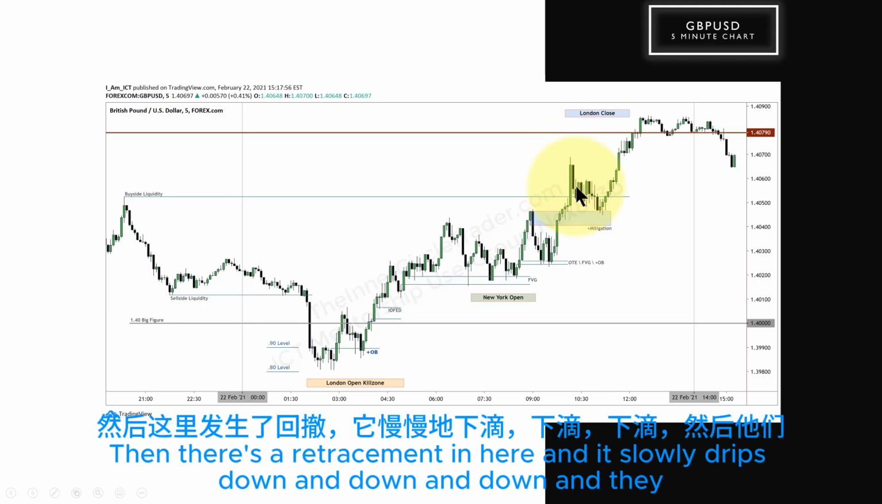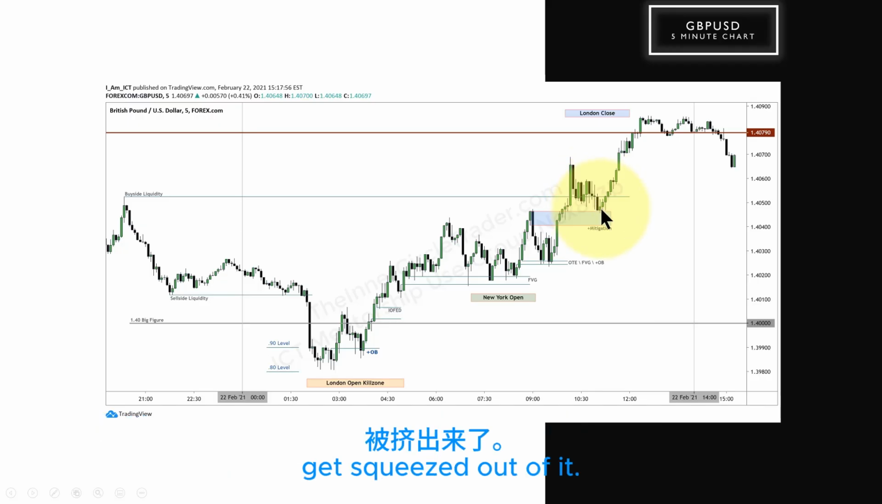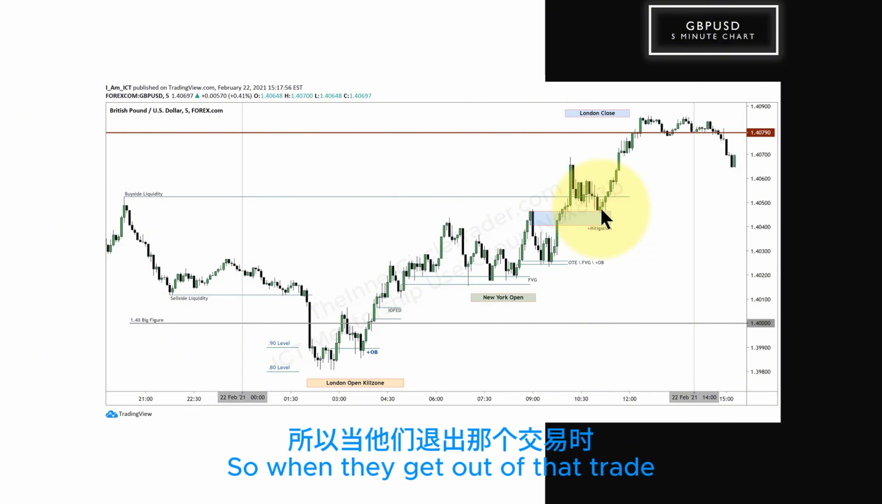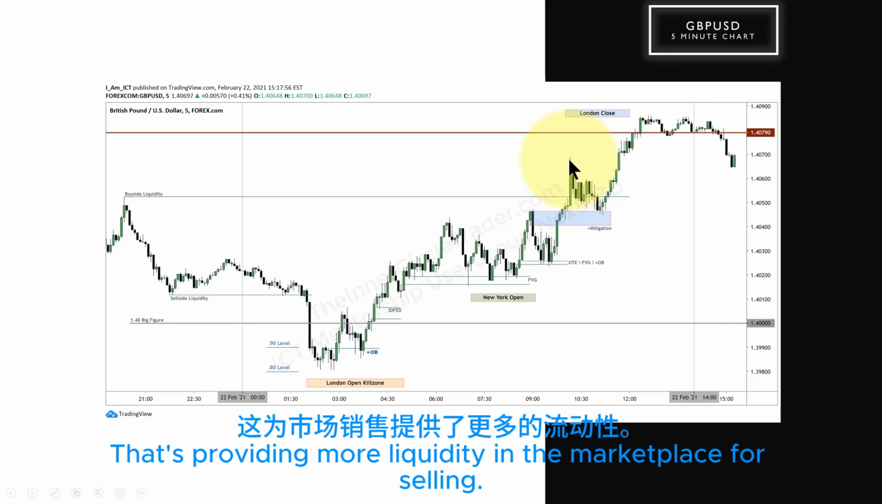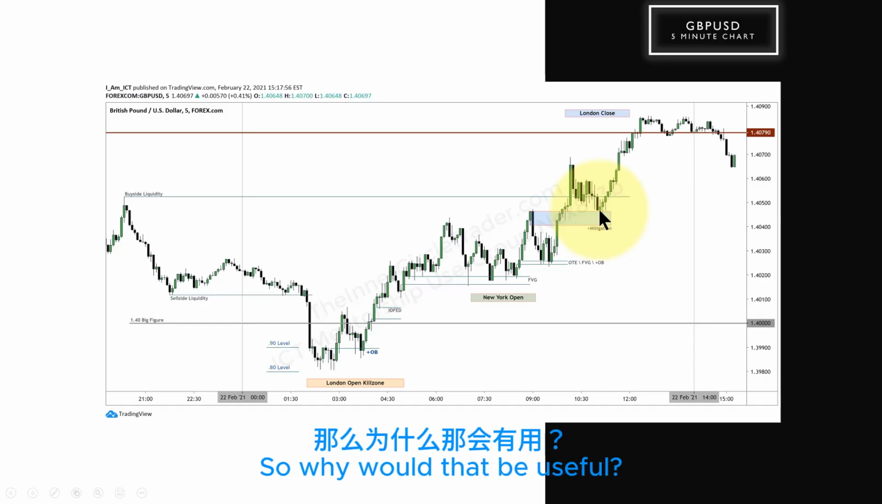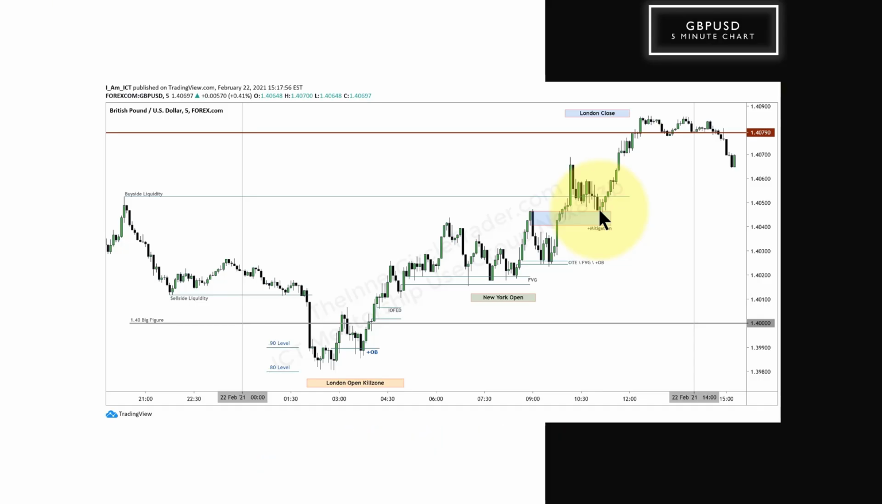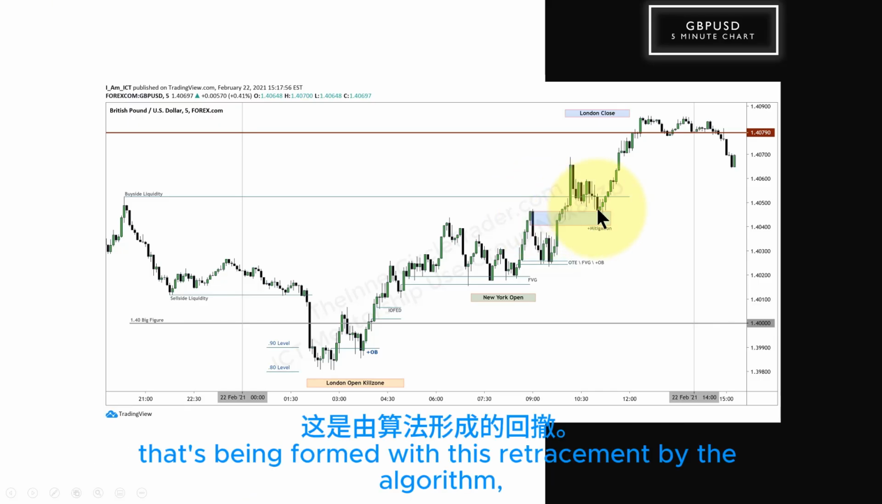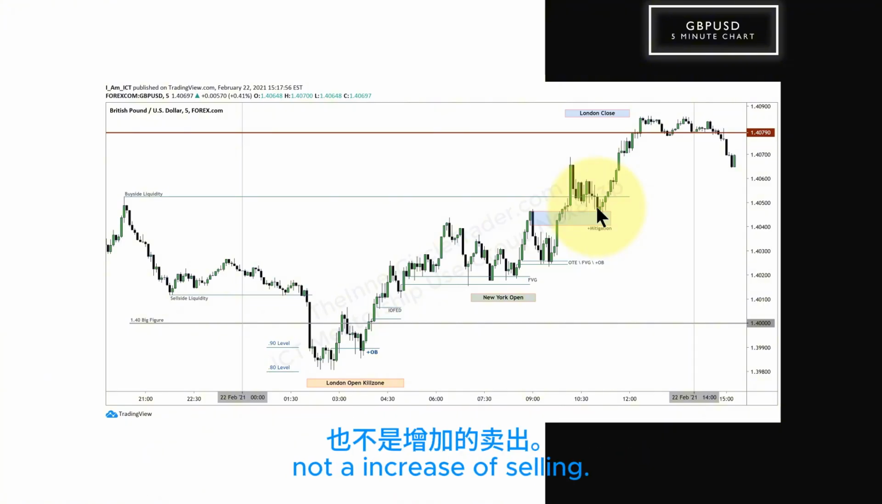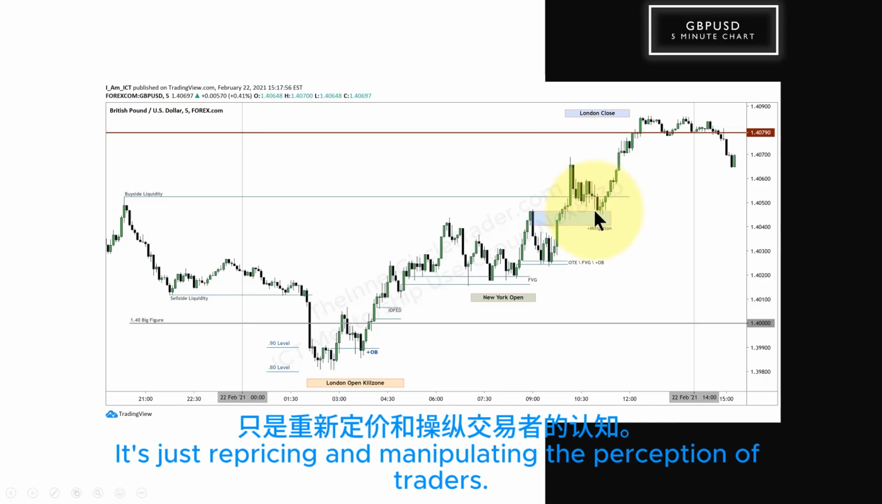Then there's a retracement in here, and it slowly drips down and down and down, and they get squeezed out of it. So when they get out of that trade and they bought it up here, what is that doing? That's providing more liquidity in the marketplace for selling. So why would that be useful? Smart money would accumulate at that mitigation block right there to the pools of liquidity that's being formed with this retracement by the algorithm, not a lack of buying, not an increase of selling. It's just repricing and manipulating the perception of traders.